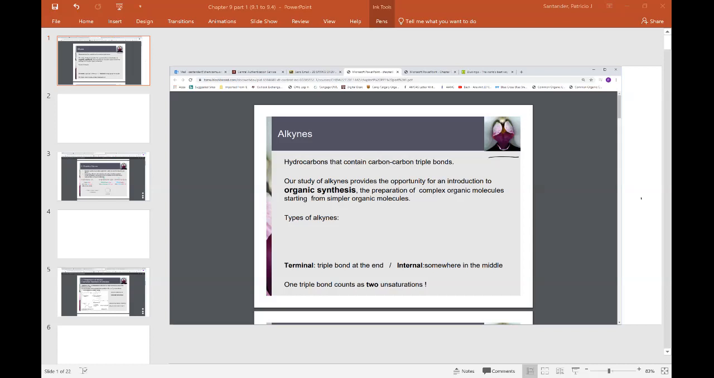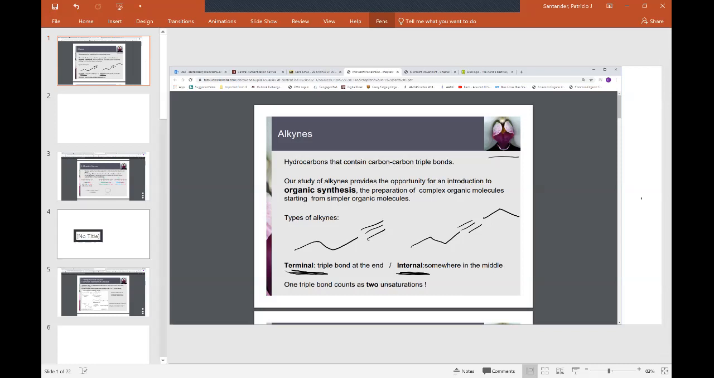There is a simple classification of alkynes as being terminal alkynes or internal alkynes. Terminal alkyne means that the triple bond is at the end of the chain, while internal alkyne means that you can have a triple bond somewhere in the middle, and so that will make it internal.